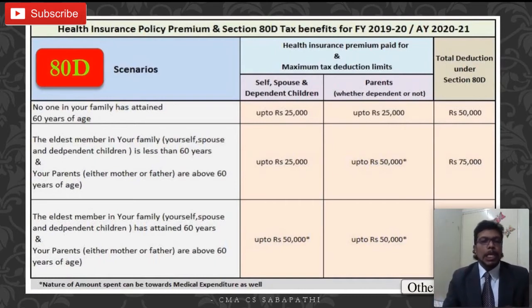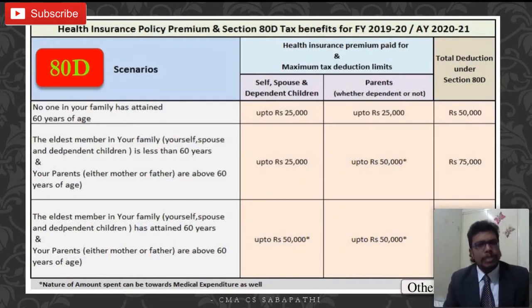Okay. Next case, your parents are senior citizens. They have attained the age of 60 years. They are residents of India. Please do understand, if your parents are resident in India, they are staying in India, you can avail 50,000.